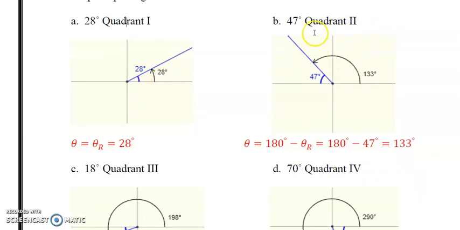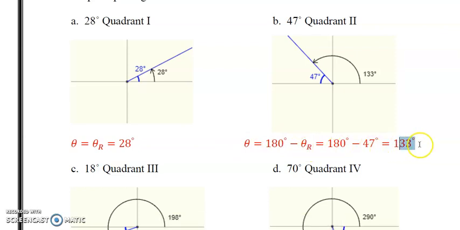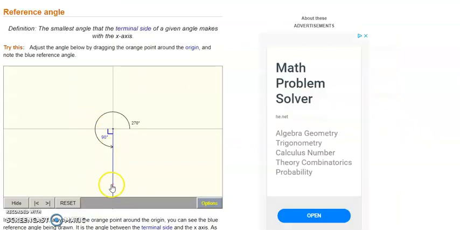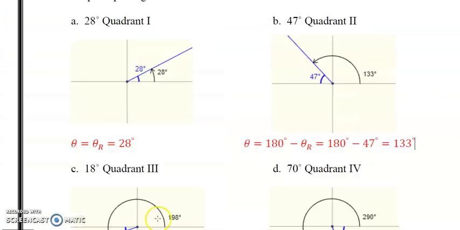So 47 in quadrant 2. What we need to do is rearrange the formula so theta is now 180 minus the reference angle, which will give us 133. Or you can use your program to help you with that. So there's quadrant 2 right here, 47, so that means our principal angle is 133. So the reference angle is between 0 and 90, and the principal angle is what you add or subtract, or whatever the case may be, to get the principal angle.